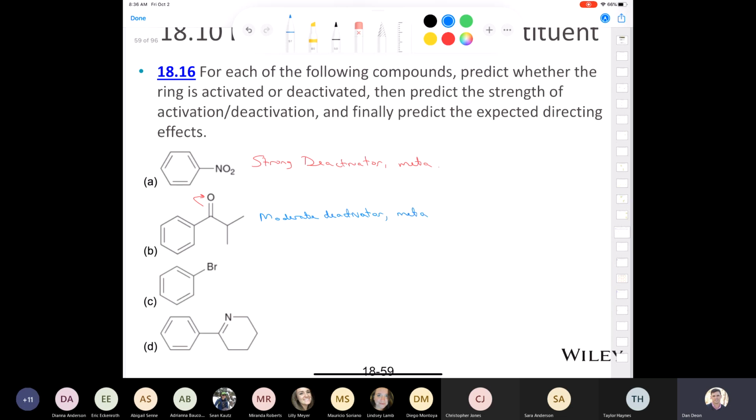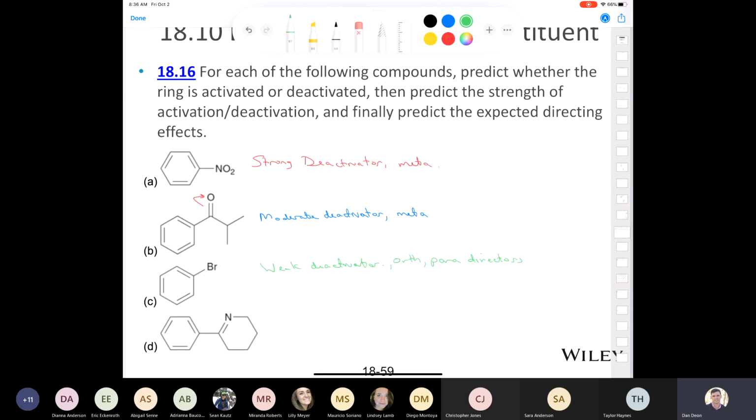The next one is a halogen. A halogen, we already know that the halogens are ortho and para directors. We covered that in detail, but they are weak deactivators. They are only weakly deactivated. So we'll put here weak deactivator, like that.